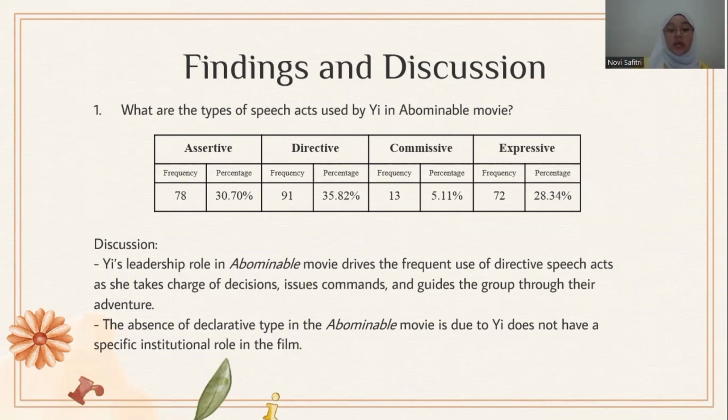Yi's leadership role in the Abominable movie drives the frequent use of directive speech act as she takes charge of decisions, issues commands, and guides the group through their adventures. The absence of the declarative type in the Abominable movie is because Yi does not have a specific institutional role in the movie.